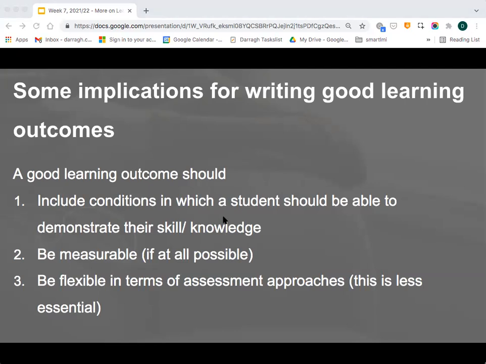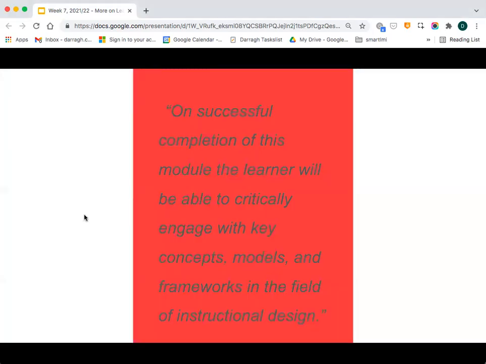So if we're talking about writing good learning outcomes, we're talking about including conditions in which a student should be able to demonstrate their skill or knowledge, which obviously lines up with the whole notion of being able to guide assessment, be measurable if at all possible, and be flexible in terms of assessment approaches. And that's less essential, I guess. So if we were to look at that previous slide, we will be talking about conditions in which students should be able to demonstrate their skill or knowledge.